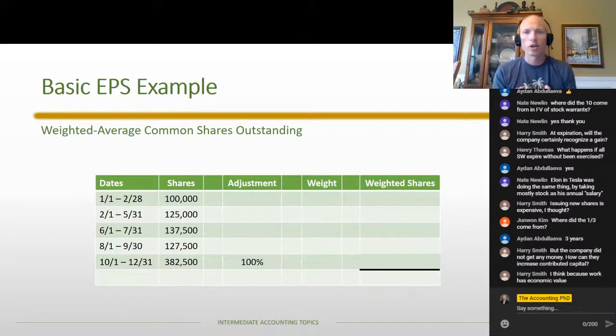And so what this table is trying to do is make everything comparable. And the answer is, comparable to what?